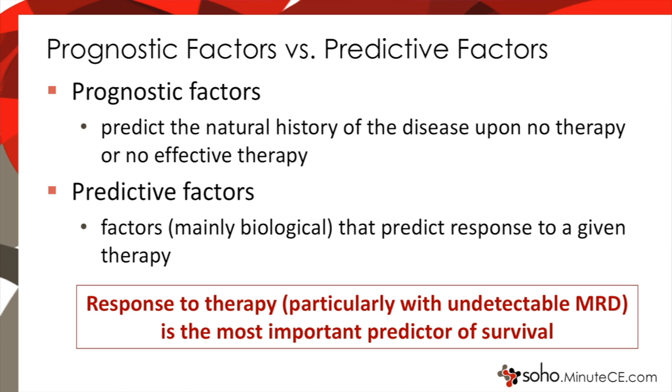In terms of prognostication, as in any other kinds of cancer, we are moving from prognostic factors to predictive factors. Prognostic factors are those that predict the natural history of the disease upon no therapy or no effective therapy, whereas predictive factors are those which are mainly biological factors that predict the response to a given therapy. Here, it is very important to emphasize that with chemoimmunotherapy, response to therapy, particularly if there is no detectable minimal residual disease, is the most important predictor of survival.